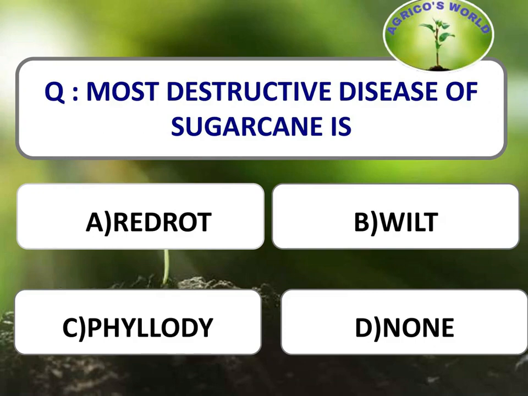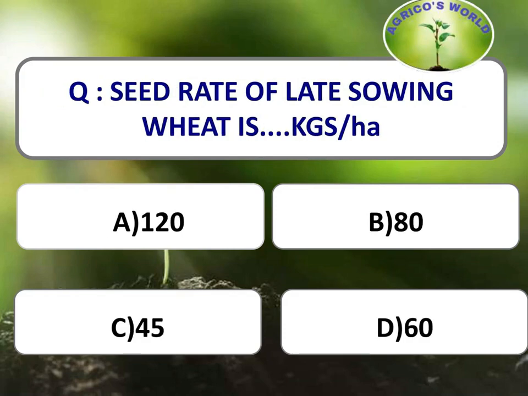What is the most destructive disease of sugarcane? When coming to the destructive disease in sugarcane, it is red rot, and the causal organism of red rot is Colletotrichum falcatum. The next question, what is the seed rate for late sowing in wheat?